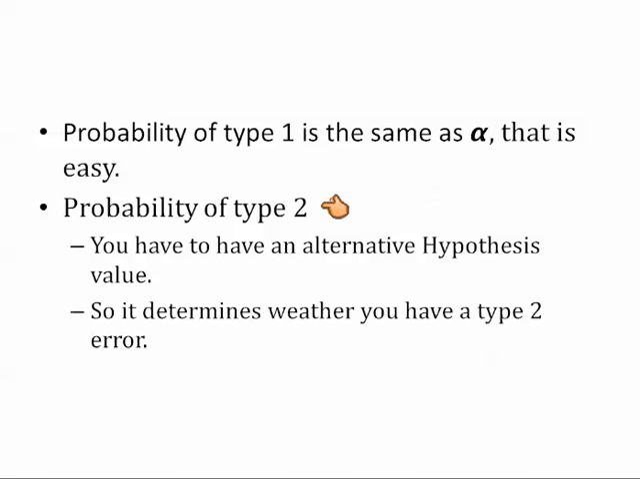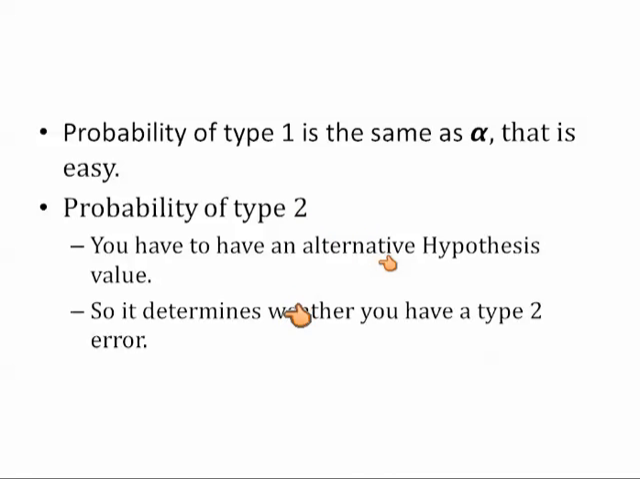The probability of a type 2, you have to have an alternative hypothesis value. So if your hypothesis value was that the mean was 30 and you come up with an alternative hypothesis of 32, that's what you would use to calculate the probability of your type 2 error.